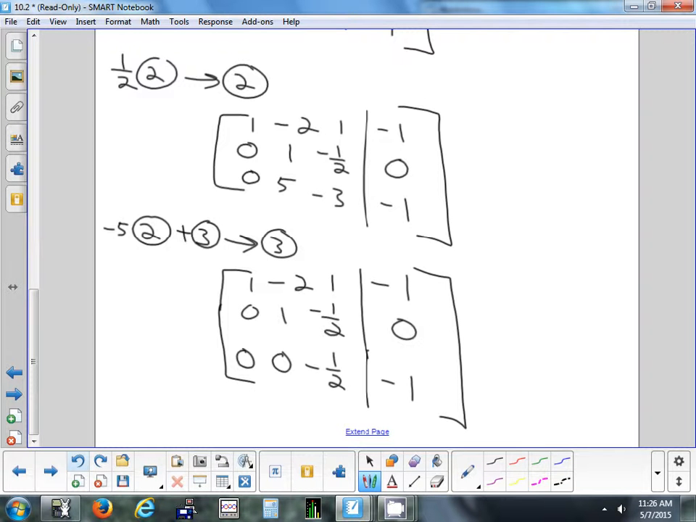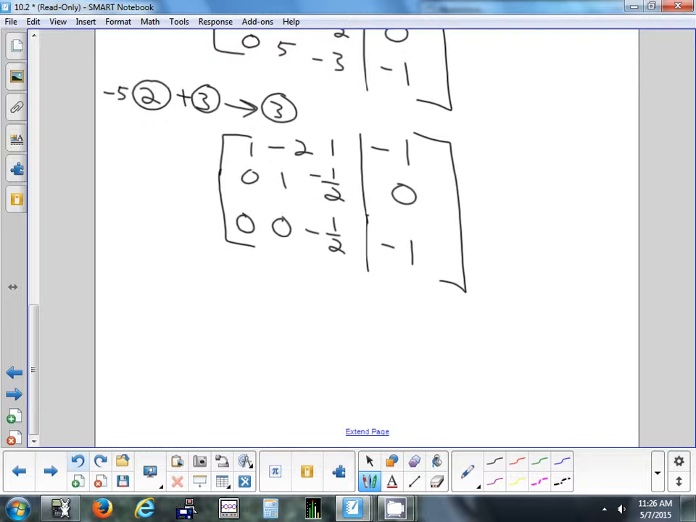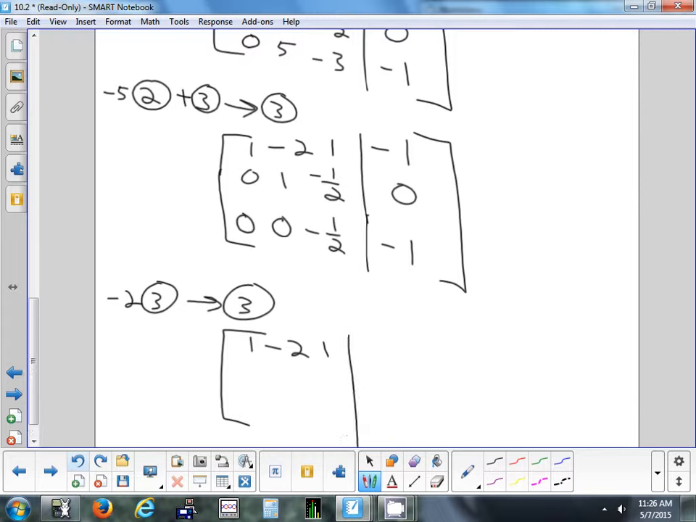Multiply by -2. Yeah, just multiply everything by -2 in the third row. And that's our last step. And then we got to figure out what x, y, and z are. Okay, multiply everything by -2. We're going to get 0, 0, 1, 2.